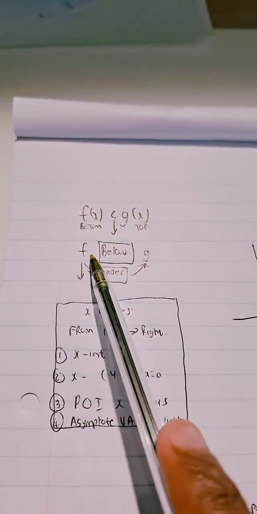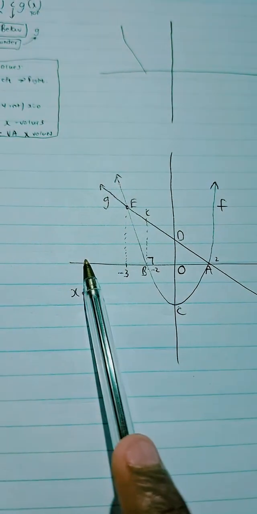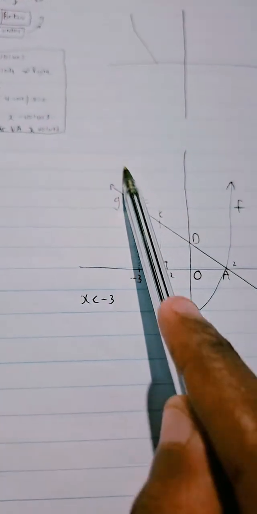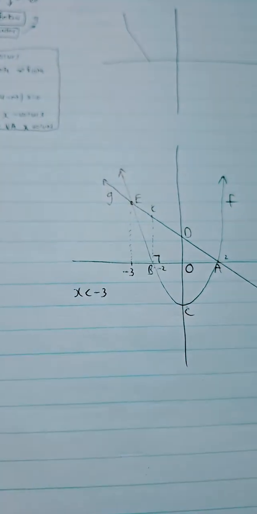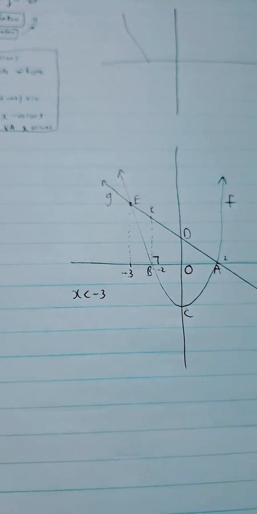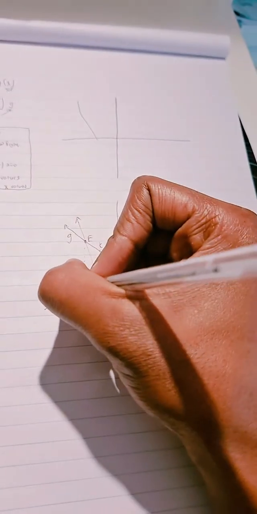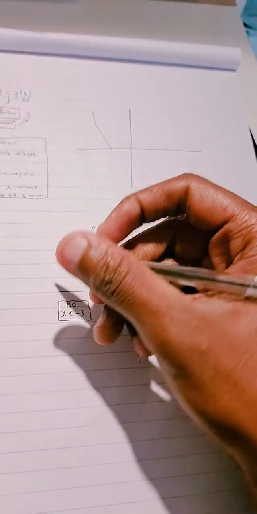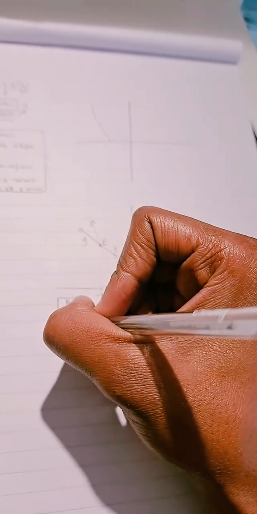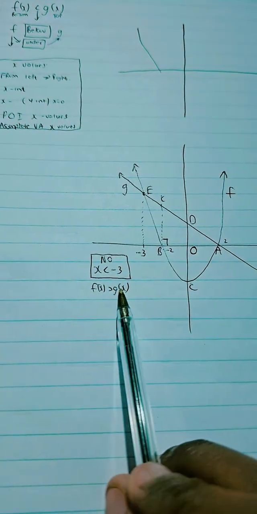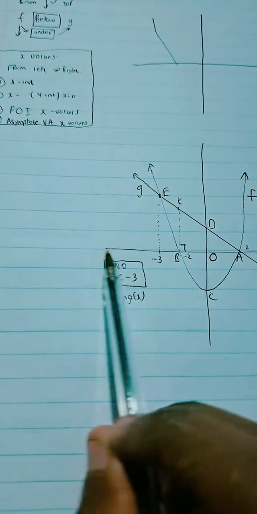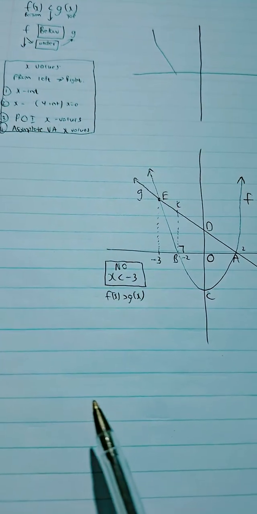Now we want where f is at the bottom, because remember we say f below g. So where x is less than -3, who's at the top? F is at the top. Who's at the bottom? G. So there's no answer here. That's not an answer. This would be a nice answer if they had said f of x is greater than g of x. If they had said where is f above g, then x is less than -3 would have been a great answer.